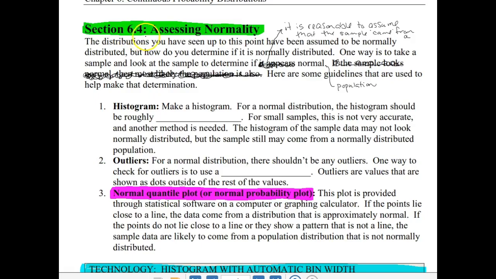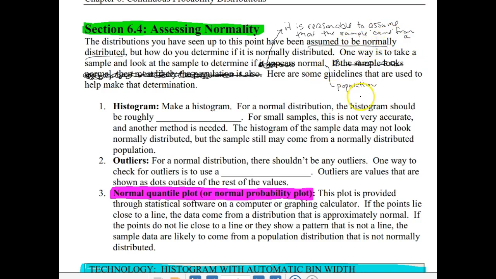So section 6.4, assessing normality. The distributions you have seen up to this point have been assumed to be normally distributed. But how do you determine if that's a reasonable assumption to make or not? One way is to take a sample and look at it to determine if it's reasonable to assume that the sample data came from a normal population.